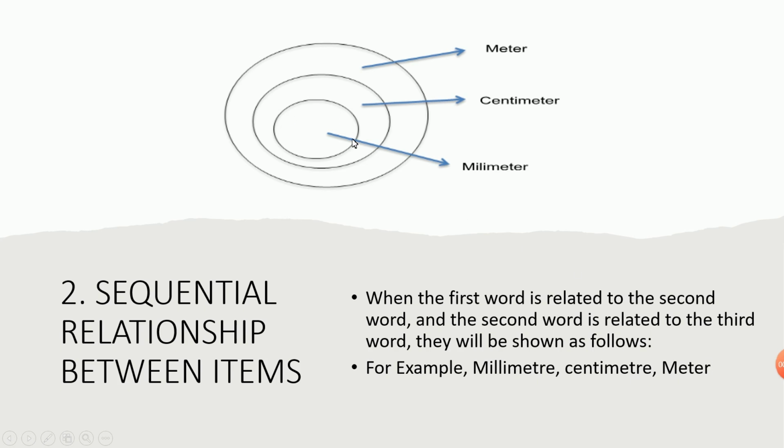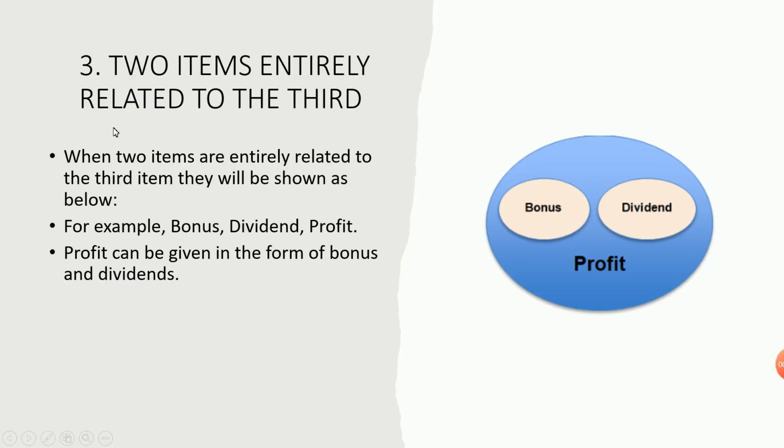So millimeter is small, centimeter is large and meter is again large one. So here one is interconnected with the other. So this is the sequential relation. One starts, this is 1 and 2, 3. We cannot interchange anything. So this is the sequential relationship between items.